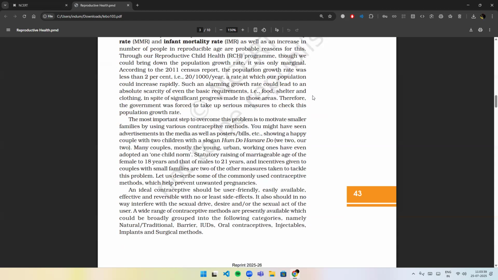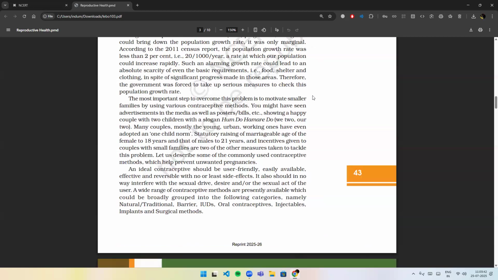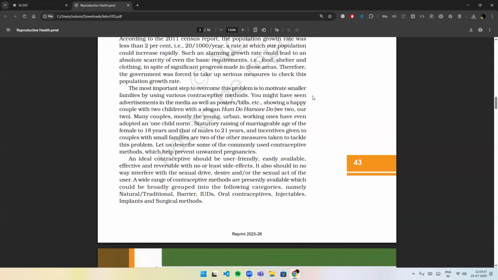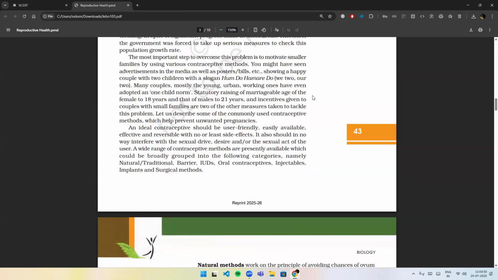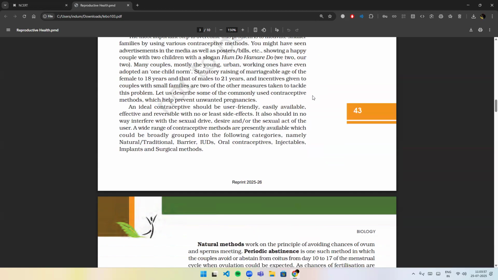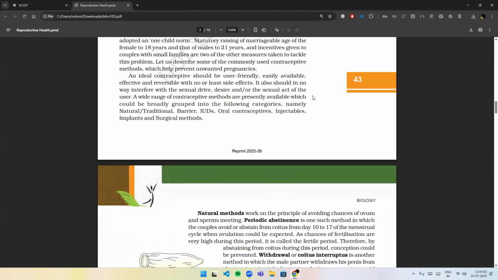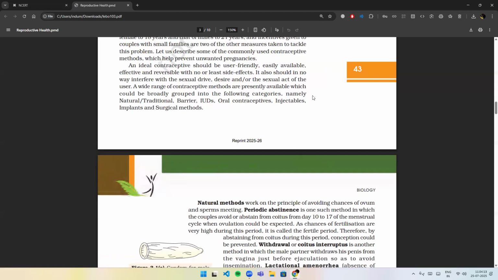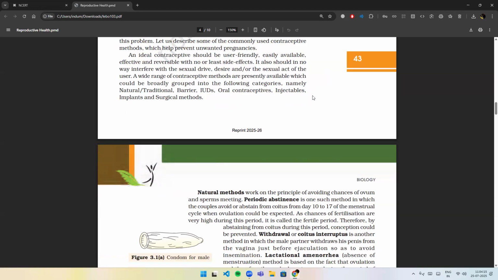Let us describe some of the commonly used contraceptive methods which help prevent unwanted pregnancies. An ideal contraceptive should be user-friendly, easily available, effective, and reversible with no or least side effects. It also should in no way interfere with the sexual drive, desire, and or the sexual act of the user. A wide range of contraceptive methods are presently available, which could be broadly grouped into the following categories, namely natural or traditional, barrier, IUDs, oral contraceptives, injectables, implants, and surgical methods.